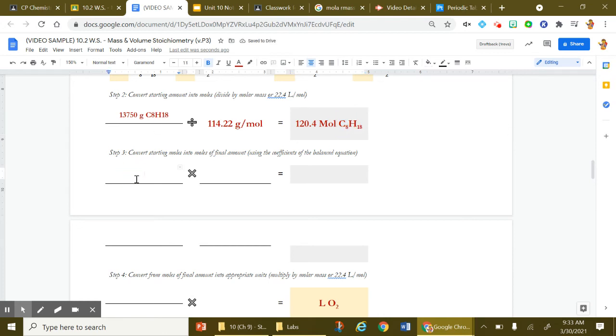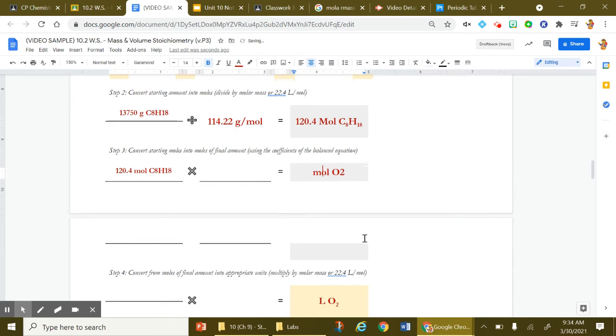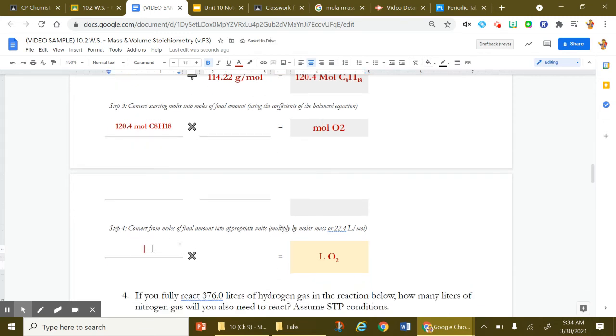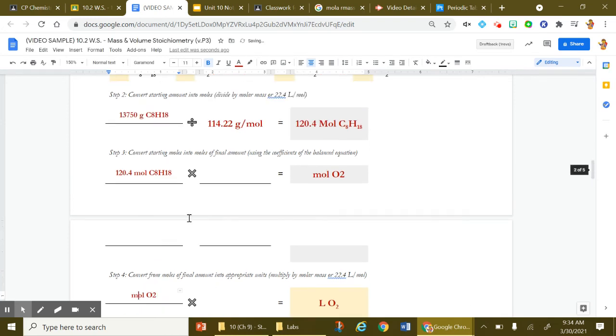Now, I need to convert 120.4 moles of C8H18. I'm going into oxygen, so I've got to convert it into moles of oxygen. Okay, but Mr. Gucci, we want liters of oxygen. You'll get there. You've got to get the moles first so you can put the moles of oxygen right here. Okay? We're not there yet. We've got to follow the steps. So I want to get out of moles of octane into moles of oxygen. So I want to get out of moles of octane. That goes in the bottom.